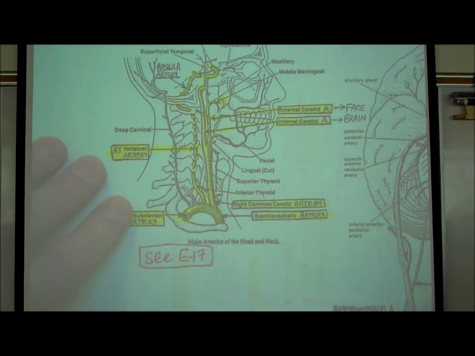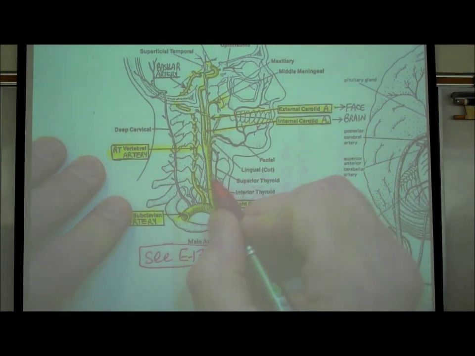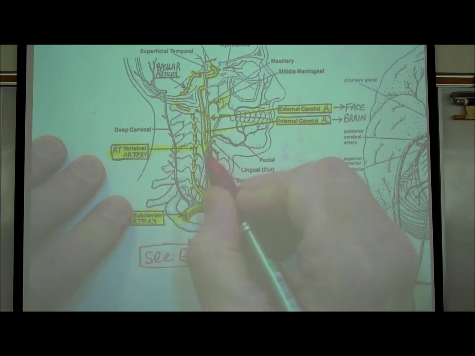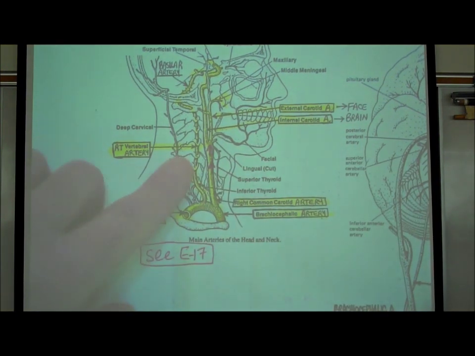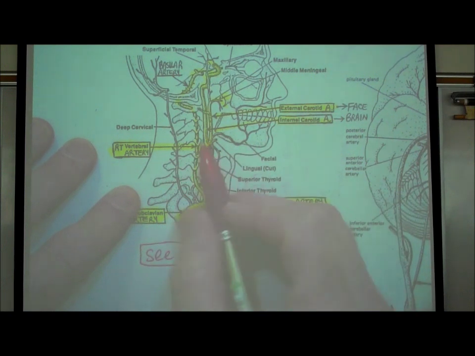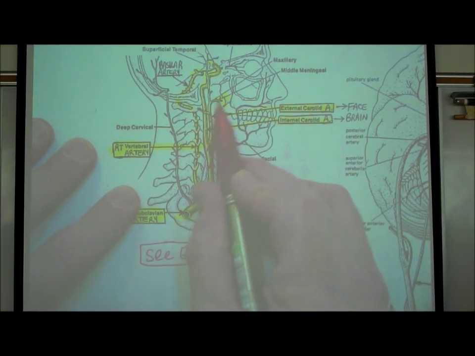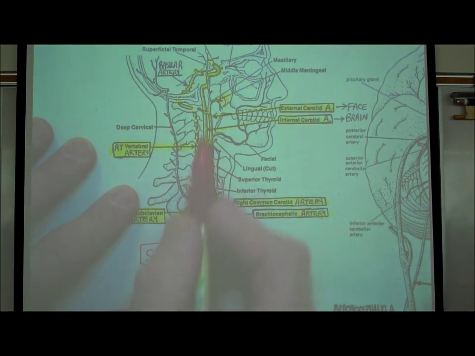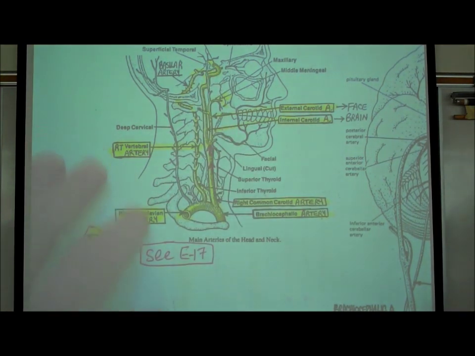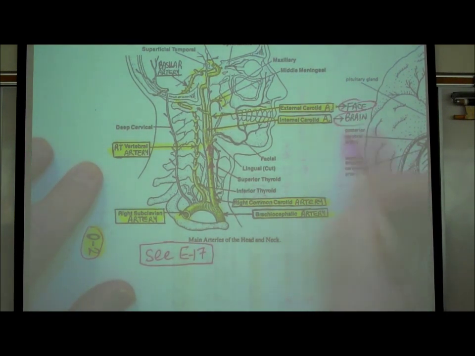Follow the right common carotid artery up. Right? It's going up, and look what it does. It bifurcates. And it forms an external and an internal. Right? The external carotid is going to the face, and the internal is going up to the brain, which is what I wrote right here.